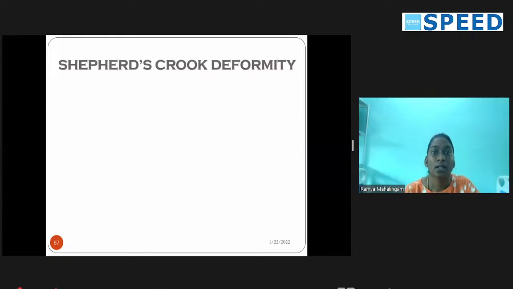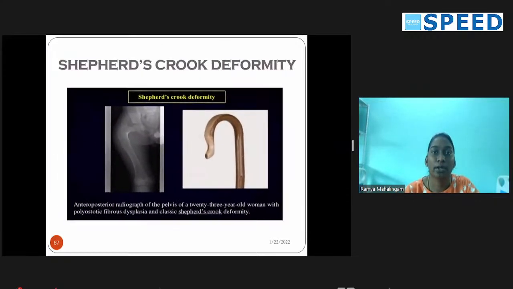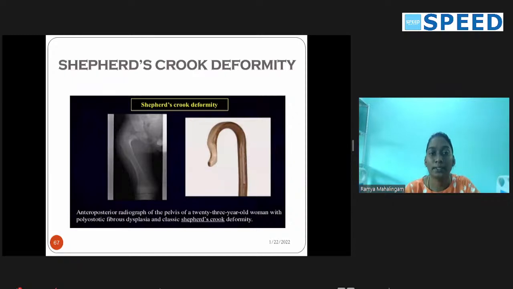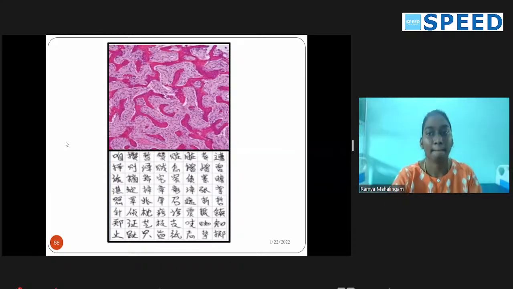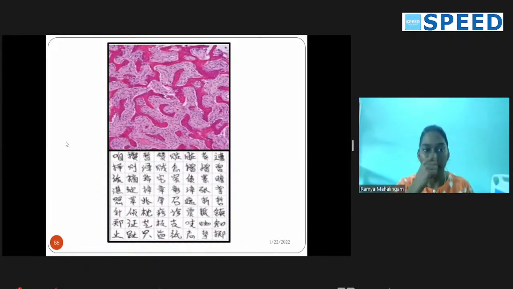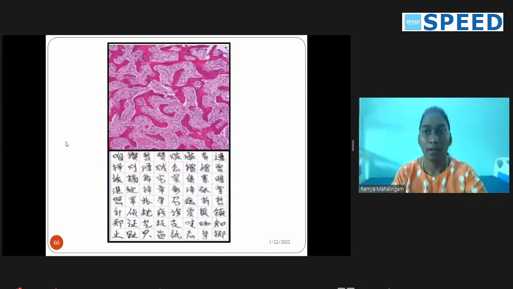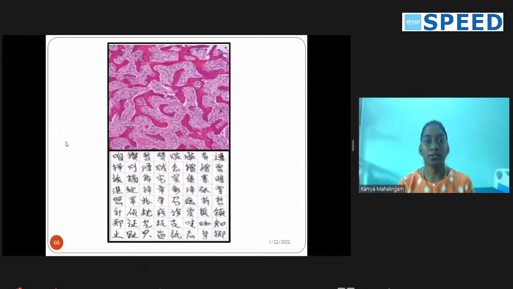Okay, then moving on to the Shepherd's crook deformity, which is the fibrous dysplasia seen in the long bones. So moving on to the histopathology, which is the defective bone, which is seen in the Chinese letter pattern. Okay, which is a Chinese letter pattern.